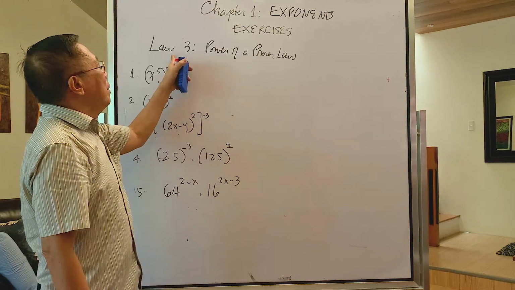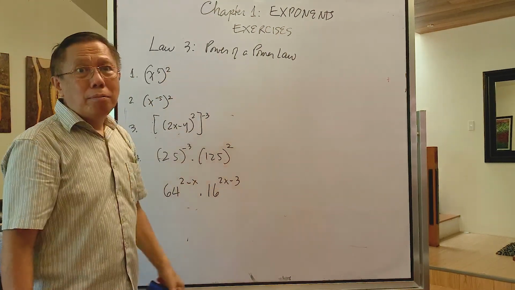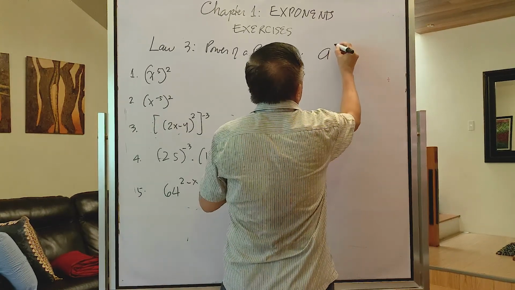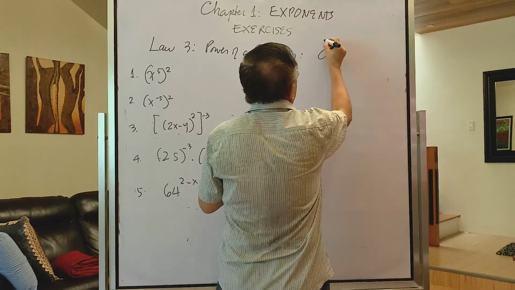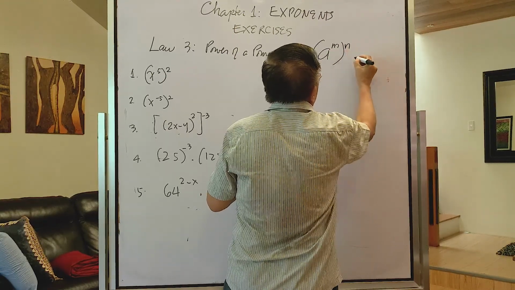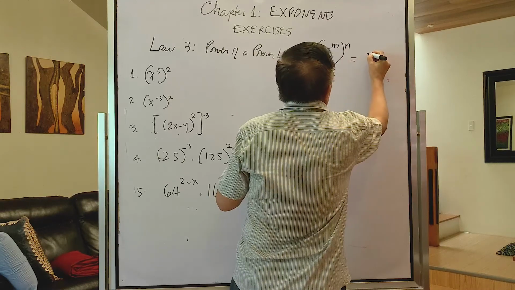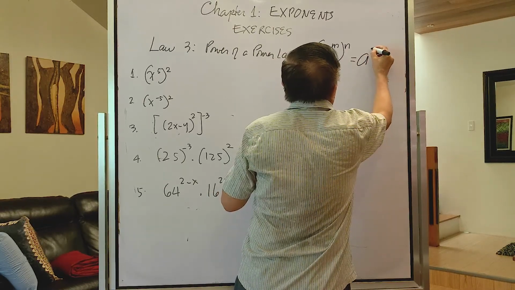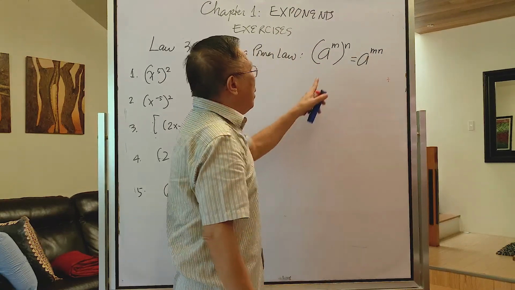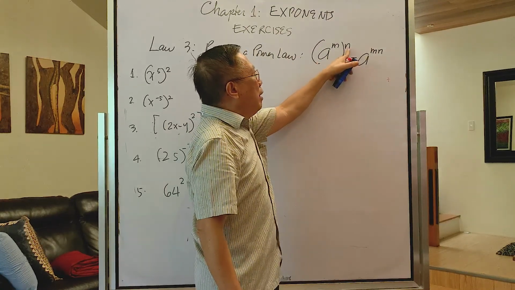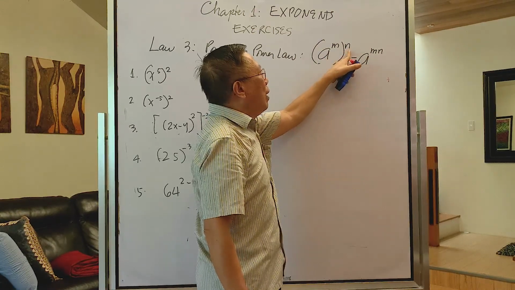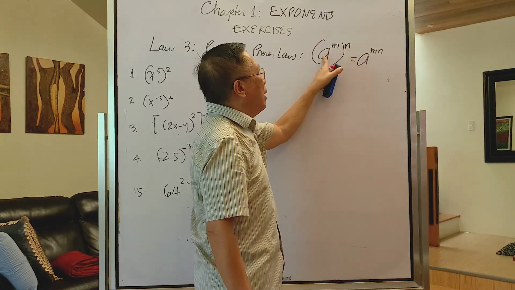Okay, let's get the third law. Power of a power law. What we had before was, we have this raised to an exponent m, and that factor is raised to another exponent n. And we said this one was going to be a raised to the m times n. In other words, if you read this, there are n factors of a to the m, or m factors of a to the n.